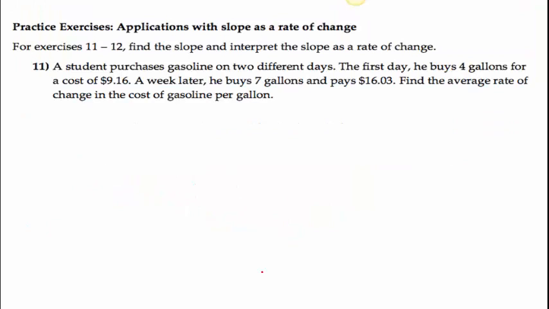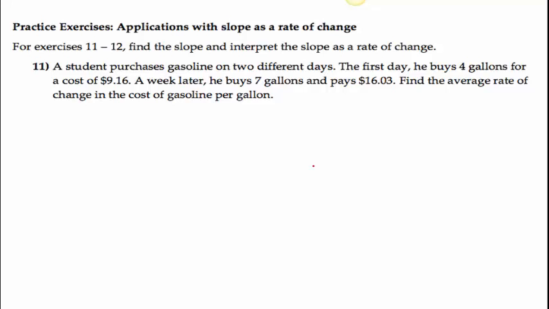So last one, right? So find the slope and interpret the slope as a rate of change. So a student purchases gas on 2 different days. The first day he buys 4 gallons for $9.16, and a week later he buys 7 gallons and pays $16.03. So find the average rate of change in the cost of gasoline per gallon.